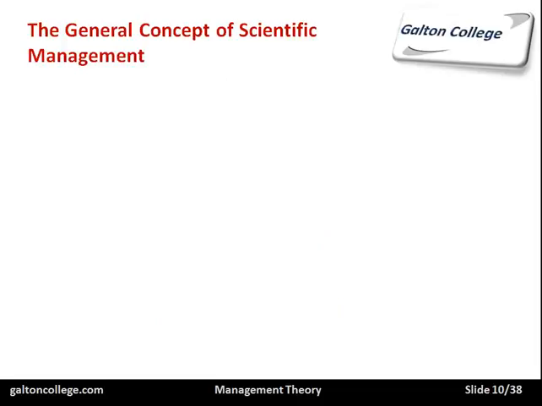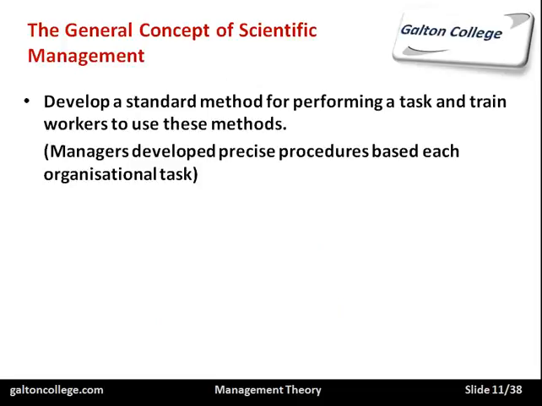Now, the general concepts of scientific management, well, developed a standard method for performing a task and train workers to use these methods. So it was work out how to perform a particular task, how to perform it efficiently and properly, and then train the workers how to do that.